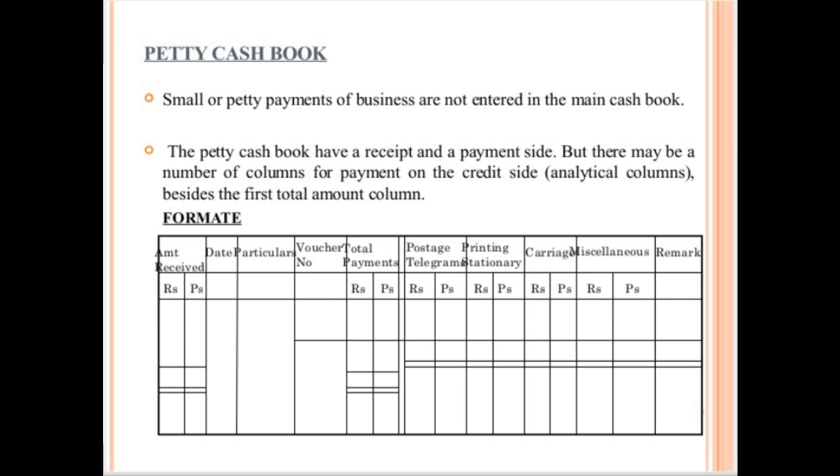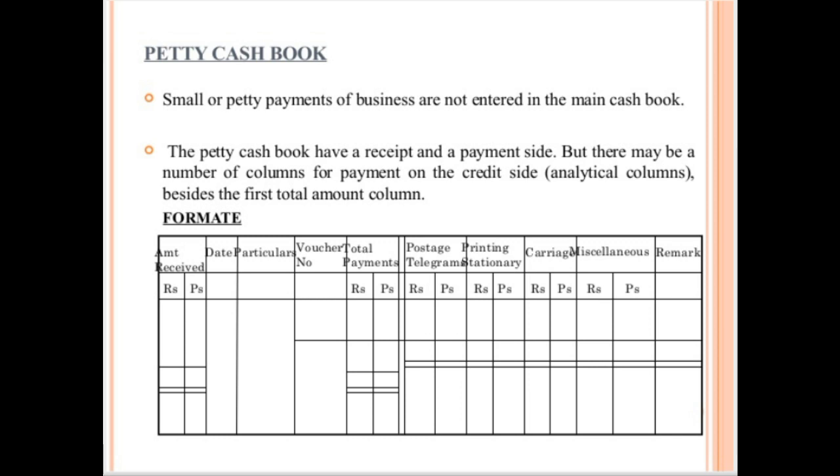As you can see in the format given here, on the left hand side we have a column of amount received. This is the total amount which an accountant is going to receive for making small payments, and it is a lump sum amount. Not too much, not bigger, but a lump sum amount which is given monthly to the accountant for making small payments.